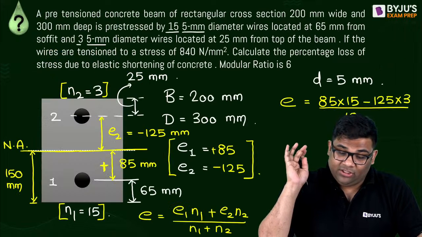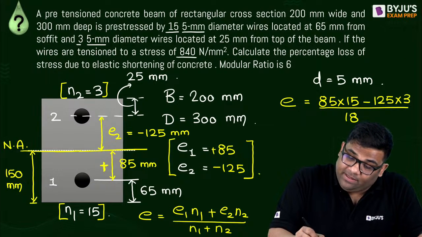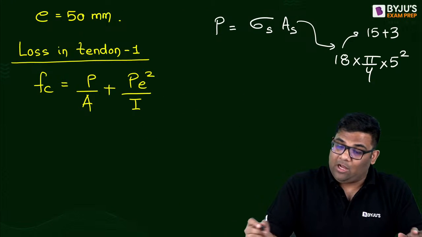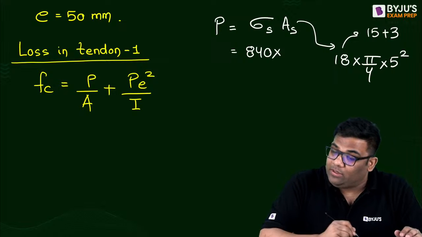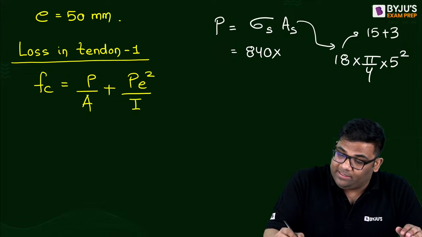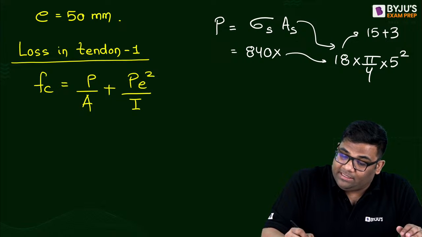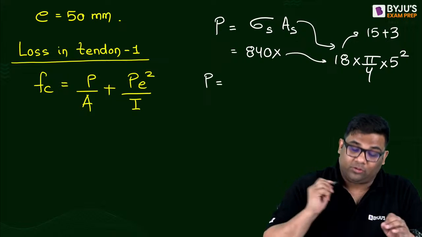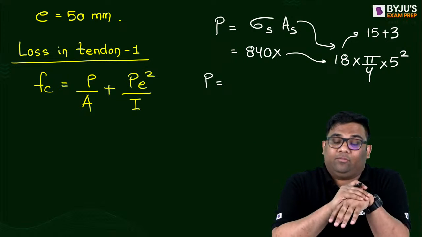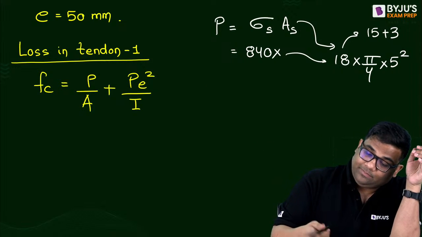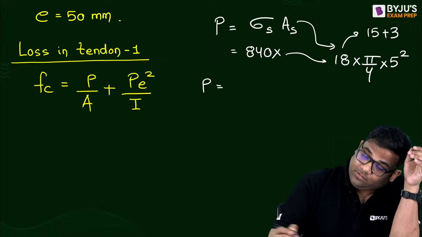And what is the initial pre-stress? Initial pre-stress is given as 840. The pre-stressing force is 840 into AS. Whatever value you get, divide by 10 to the power 3 and give me the pre-stressing force, because it has to be the total pre-stressing force. So how much are you getting? Tell me.